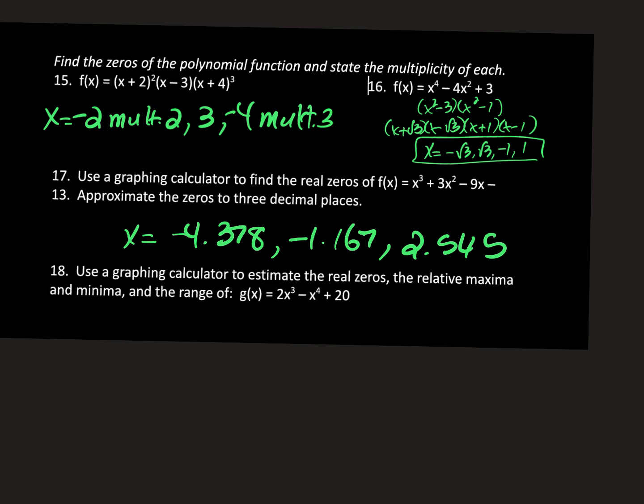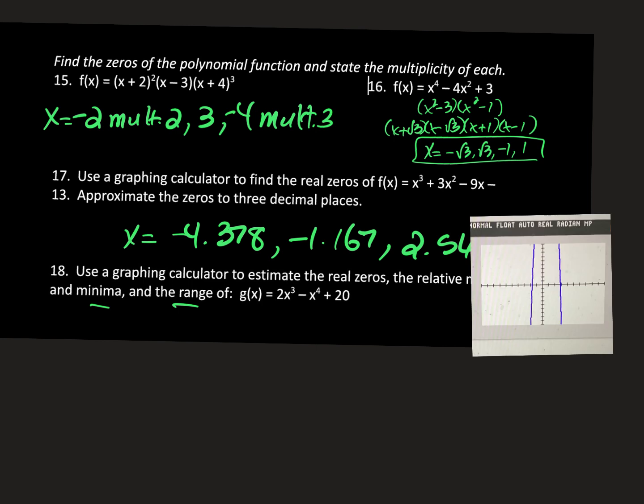18 is the same thing. Use the graph to find the real zeros, the max and min, and the range. So you got to find more stuff this time. Maybe punch that in. Okay, you probably should have done this last time. The graph I'm seeing on my calculator. Hang on, let me take a picture and I'll put it up here for you. Okay, there's the picture of the calculator screen from my graph.